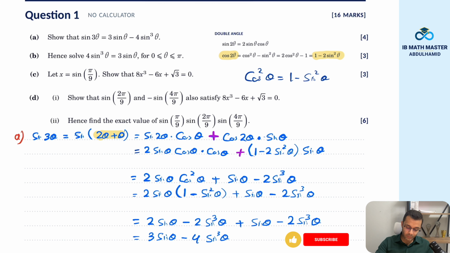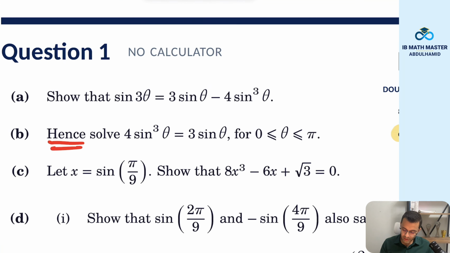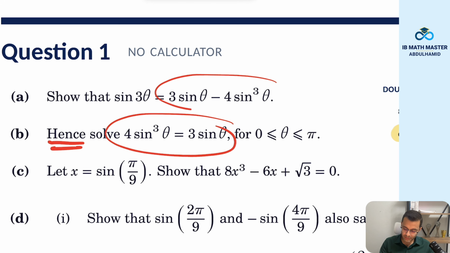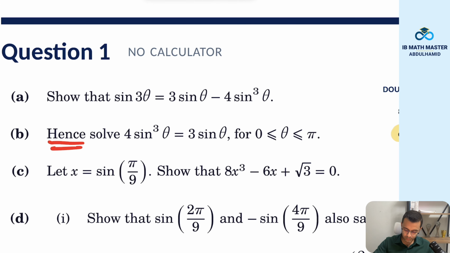Now, for part B, it says, hence solve this equation. Now, you need to know something very important. Here they said hence, which means we have to depend only on what we did in part A. And here, it's the skill of solving trigonometric equations. Now, see here, do you have any similarity between this and this? Here, look. So now, we need to solve this.